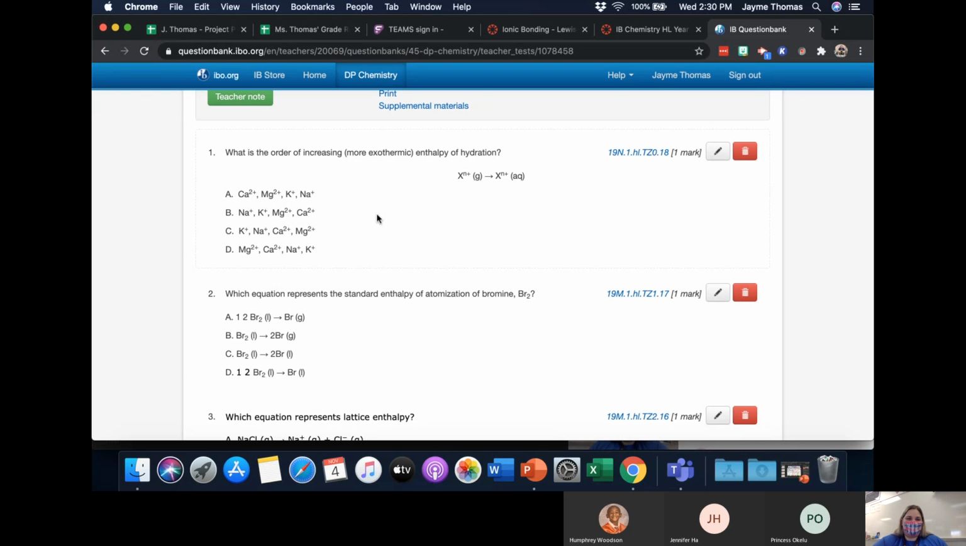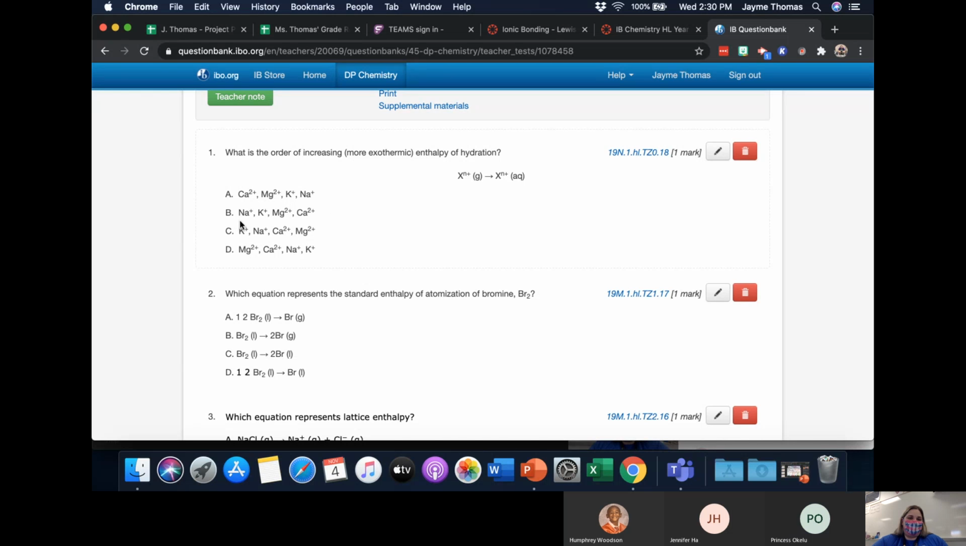So between sodium and potassium, which one did we say is smaller? Sodium. Sodium is smaller, and between calcium and magnesium, which is smaller? Magnesium. Magnesium. So this is the one. C is the one that has them in the correct order because it has the positive 2 charges over here. They're going to be higher.